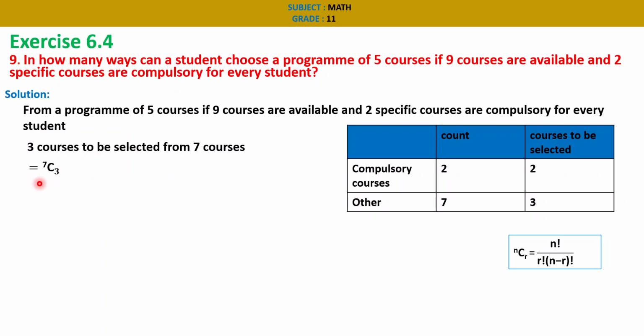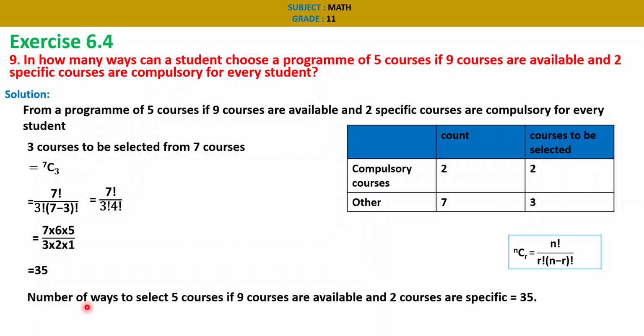That is 7C3, by using the formula nCr is equal to n factorial divided by r factorial into n minus r factorial. 7 factorial divided by 3 factorial into 7 minus 3 factorial. That is 7 factorial divided by 3 factorial into 4 factorial. That is equal to 7 into 6 into 5 divided by 3 into 2 into 1. That is 7 into 5, which is 35. Therefore, the number of ways to select 5 courses if 9 courses are available and 2 courses are specific is equal to 35.